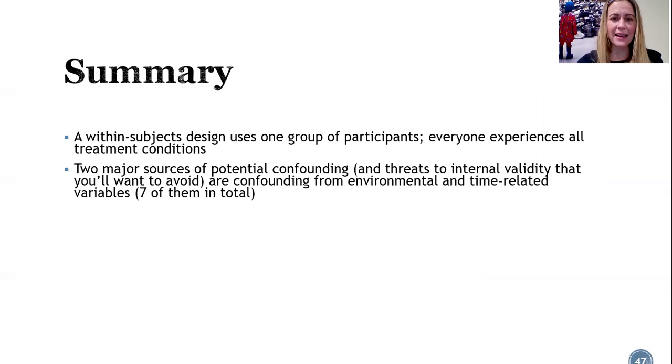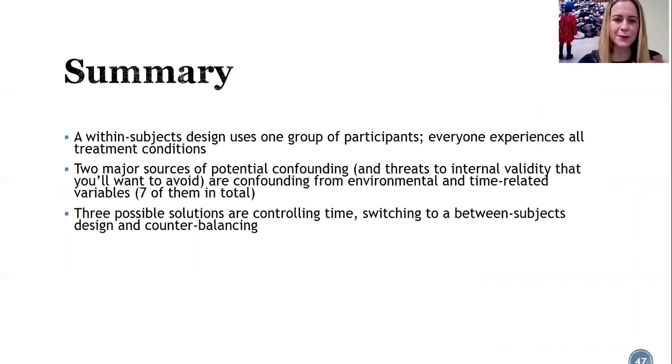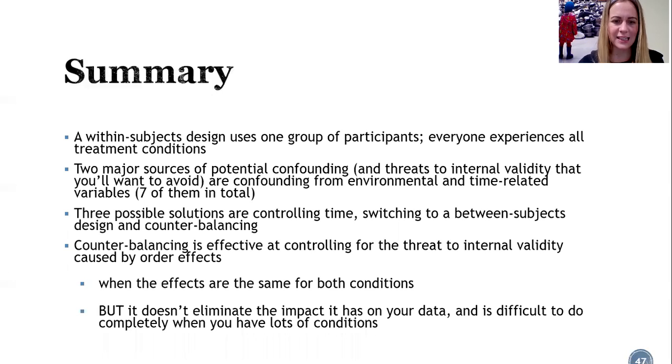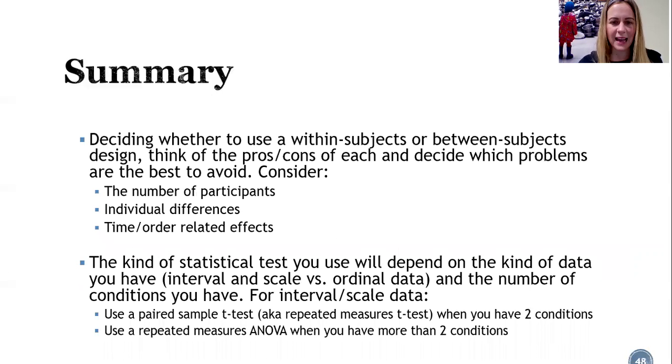So to briefly summarize, a within subjects design uses one group of participants and gets multiple different kinds of treatment, gets your multiple treatment conditions. There's some pros and cons. We've talked about how to deal with them. Deciding whether to use a within subject or between subjects design, you really got to consider the number of participants, individual differences, and time and order effects, and decide which of these is going to be the most problematic, and then you want to use the one that avoids that problem. The kind of statistical tests you use will depend on the kind of data that you have and the number of conditions that you have.